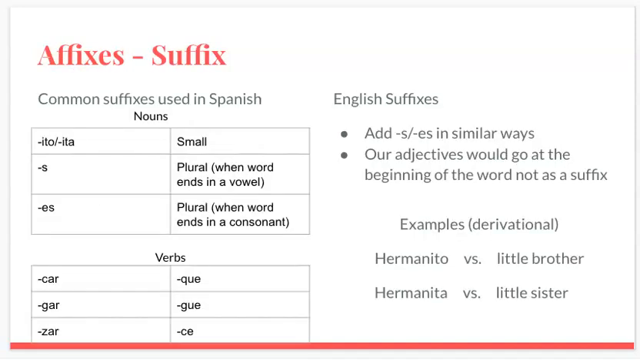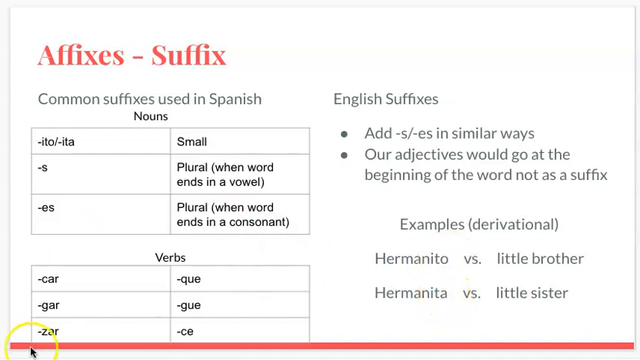Suffixes are also a very important part of the Spanish language, so some common suffixes used in Spanish would be, as I said before, ito and ita to mean small. So if we were to use those in a word, if we had hermano to mean brother and we added ito at the end, hermanito to mean little brother, as you can see, those change from brother to little brother, which is why it is derivational. And so that'd be the same for hermana and adding ita at the end, hermanita to mean little sister. So sister to little sister, it's also changing the meaning. And as you can see here, the gender also plays a role in this.